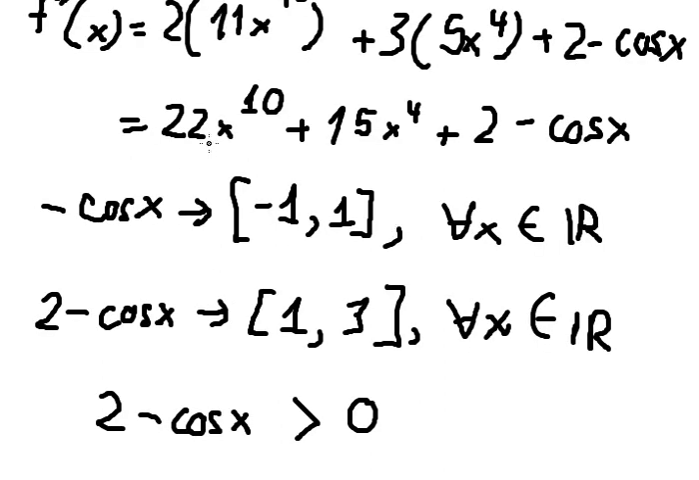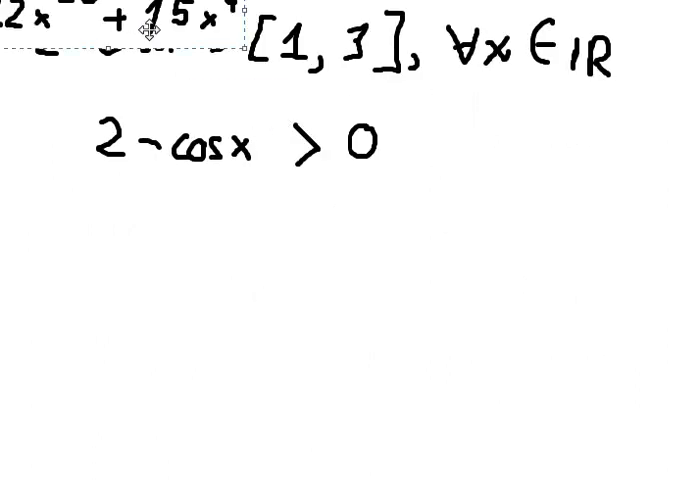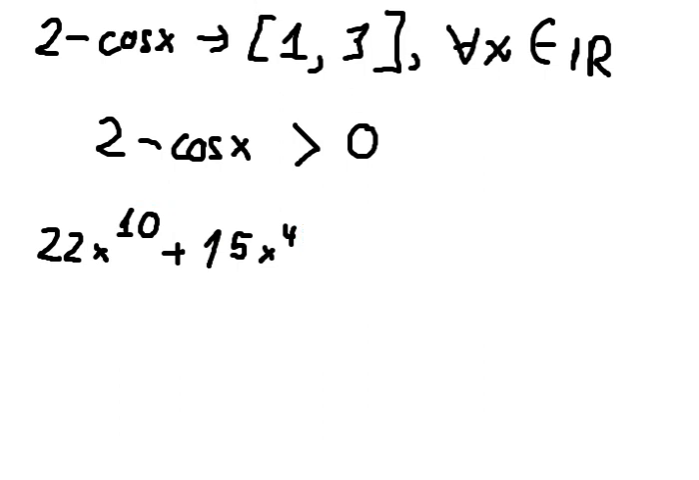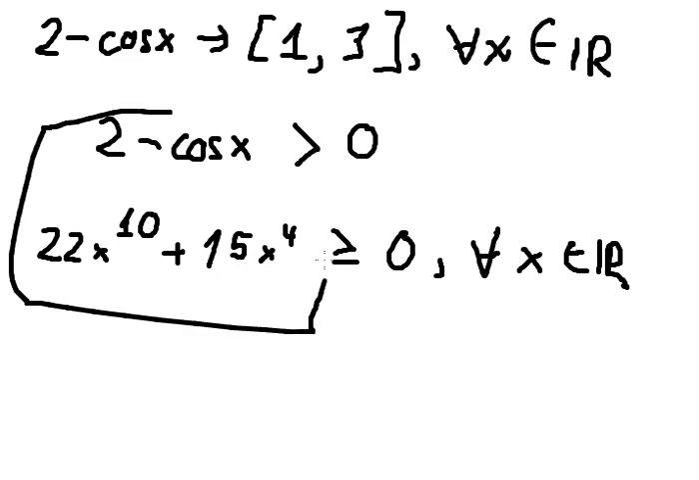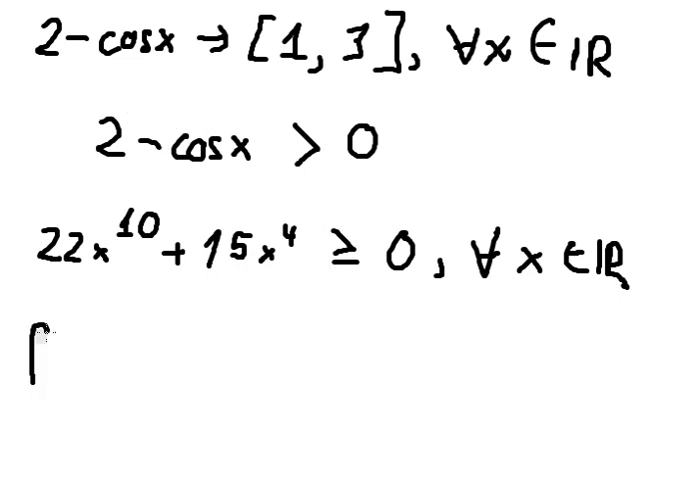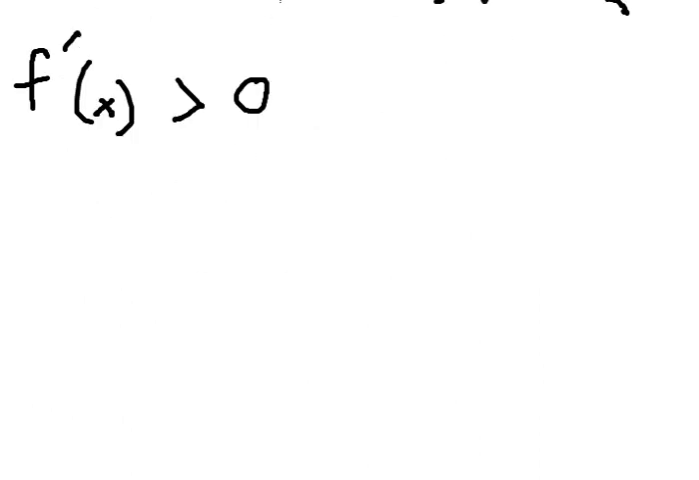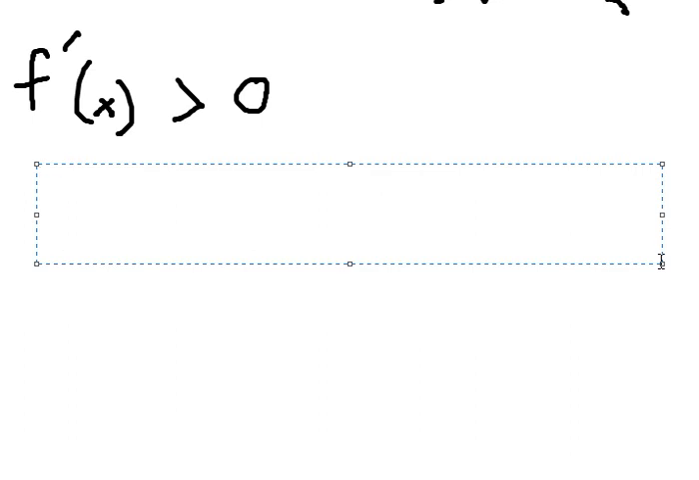Now let's go to this one and this one. We see that they are even powers. Because they are even powers, they will be greater than or equal to number 0. That means if we combine the two things together, the first derivative of the function is always greater than number 0. And now we can use a variation table.